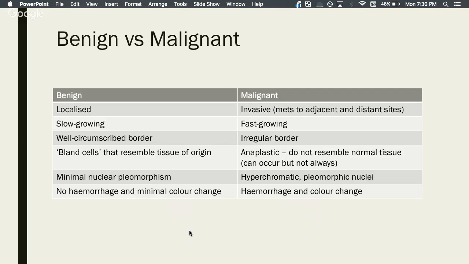Okay, so differentiating between benign and malignant on histology is also important. I went through this in the first lecture, but just to remind you, malignant lesions are invasive, fast-growing, have irregular borders, don't resemble normal tissue, and have hyperchromatic, pleomorphic nuclei. They tend to have colour changes and can be hemorrhagic.